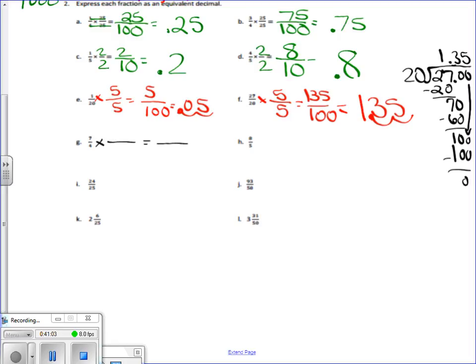So whether we're doing 10, 100, or 1,000, can 4 evenly become a 10? No. But can 4 evenly become 100? Yeah. It goes in 25 times. It takes 4 quarters to make $1, so 4 quarters to make 100 cents, $1.